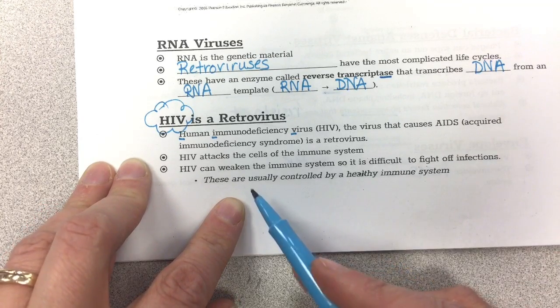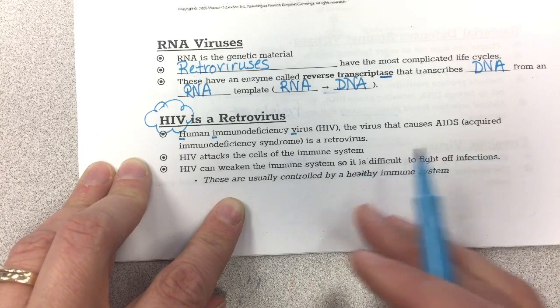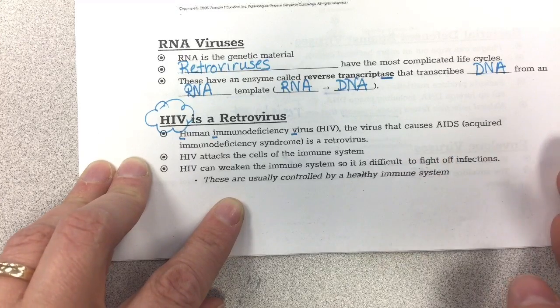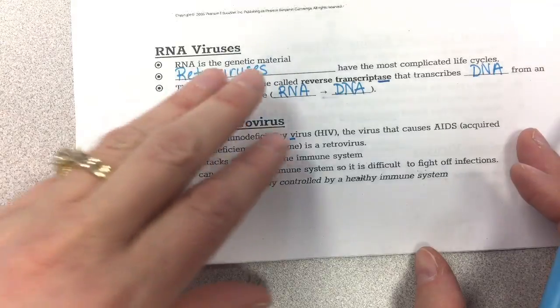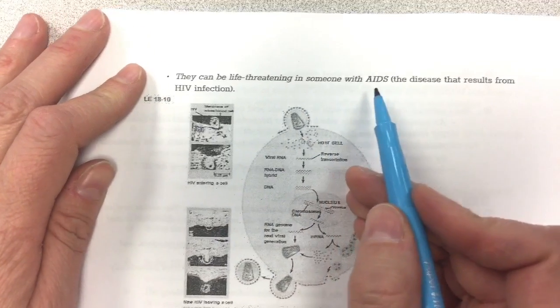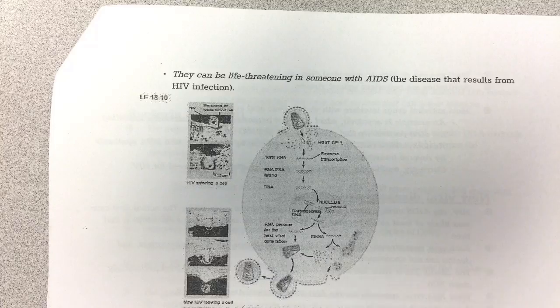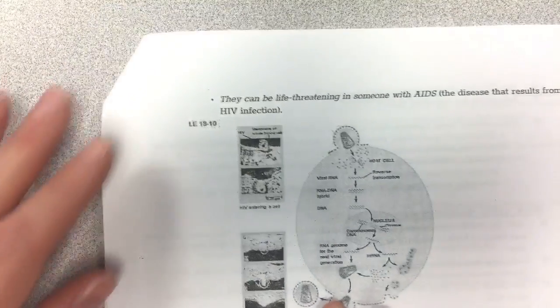So people usually die of something else besides AIDS, like pneumonia, but it's because they're not able to fight off the infection when they should have been able to, because they have a compromised immune system because of the HIV virus infecting it. So infections can be life-threatening in someone with AIDS, which, as I said, is the disease that results from HIV infection. This shows you the HIV virus infecting a cell.